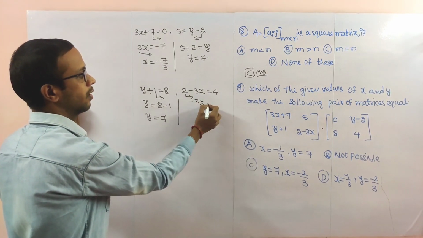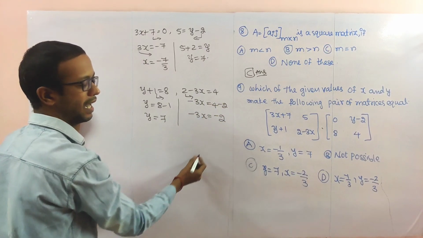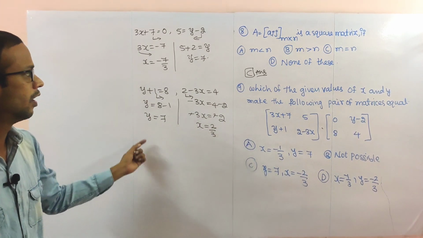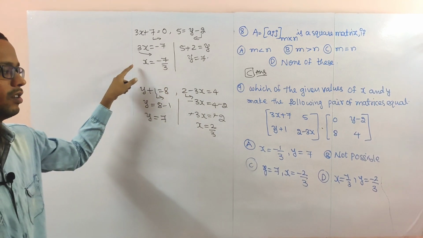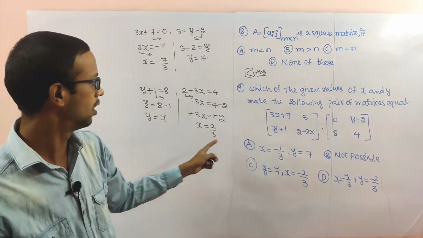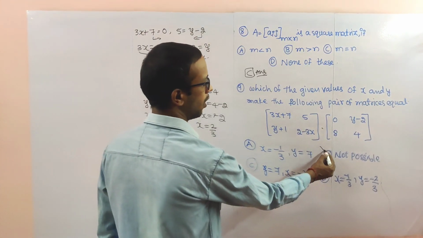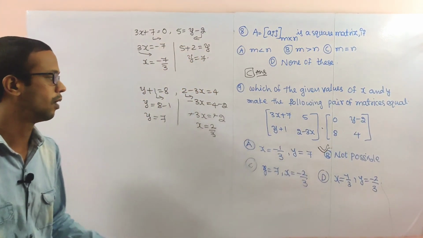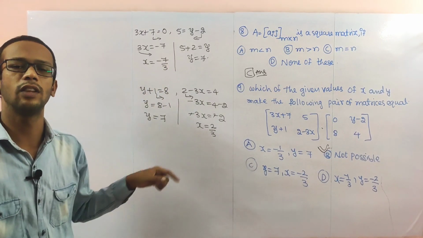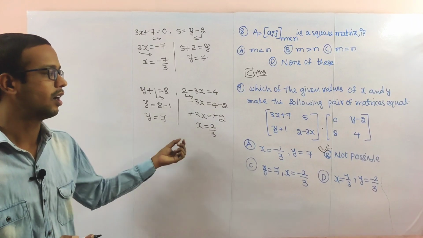Next, minus 3x is equal to 4 minus 2. Minus 3x is equal to minus 2. Minus minus cancels, x is equal to 2 by 3. The y values are both the same, but the x values are minus 7 by 3 and 2 by 3. Among the options, x equal to 2 by 3 is not there. So it is not possible. You observe that the y values came the same, but we got two different x values. So by that also we can tell it is not possible.